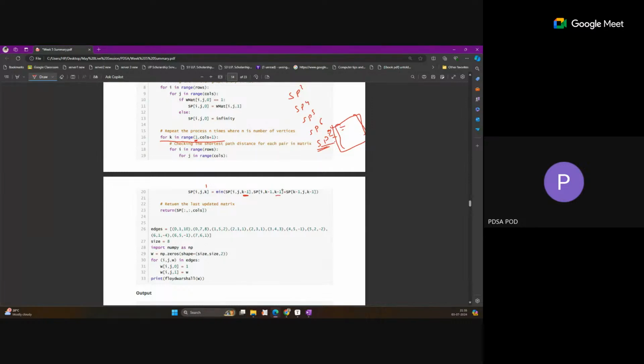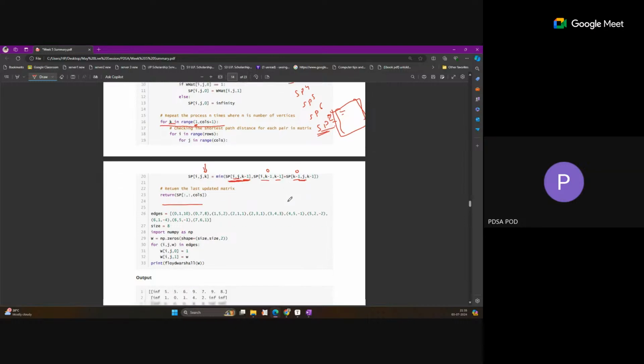You can see SP i comma j, k minus 1. This is the direct one, i to j, and this is i to k minus 1, and then k minus 1 to j. And whatever value we take as k, we reduce it here. So if k equals 1, this becomes 0, so 0 is considered as the mediator the first time. In this way we calculate this matrix for each k, and finally we return the answer in this matrix.